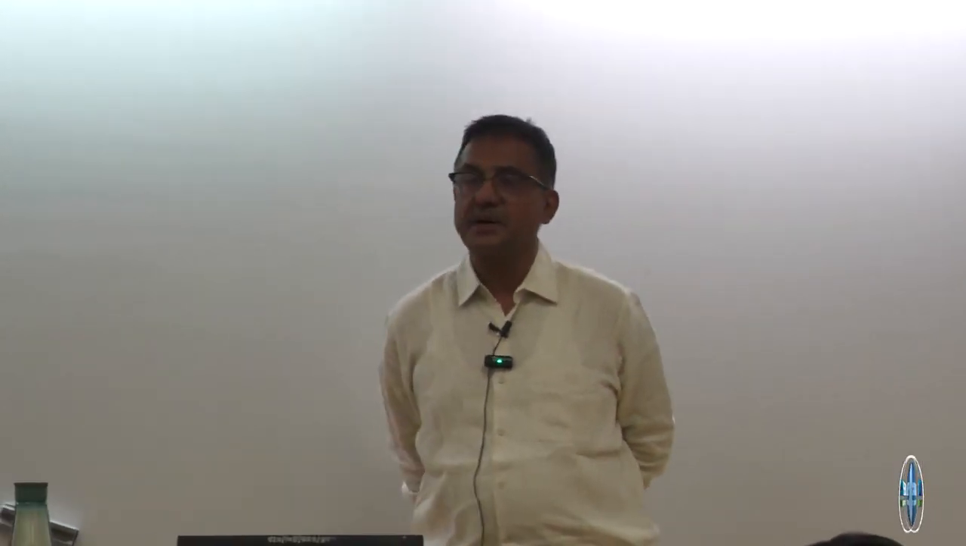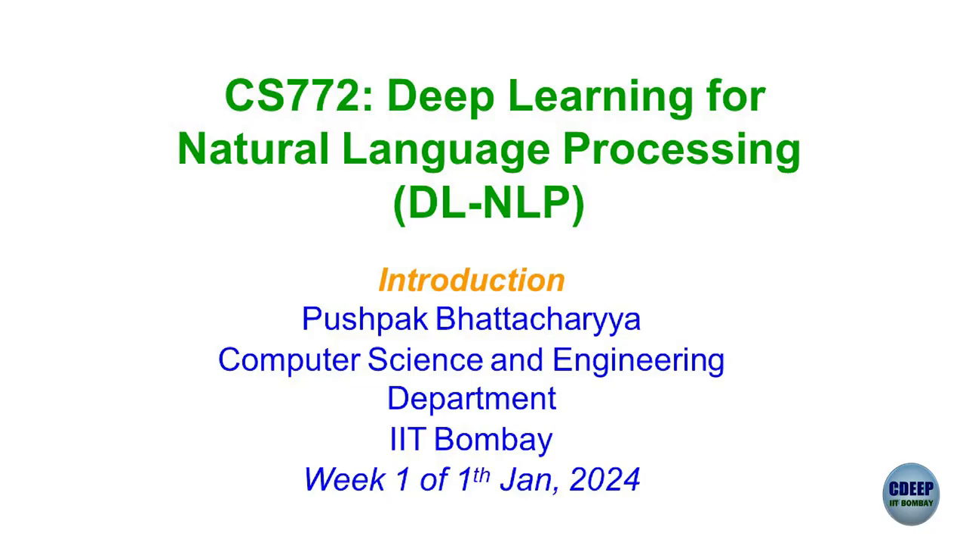Okay, so let's begin. This course is called CS772, Deep Learning for Natural Language Processing. This is a sequel to the course CS626 last semester. But I understand many of you could not do that course because of slot clash. So I'd suggest that you should look at those recordings.